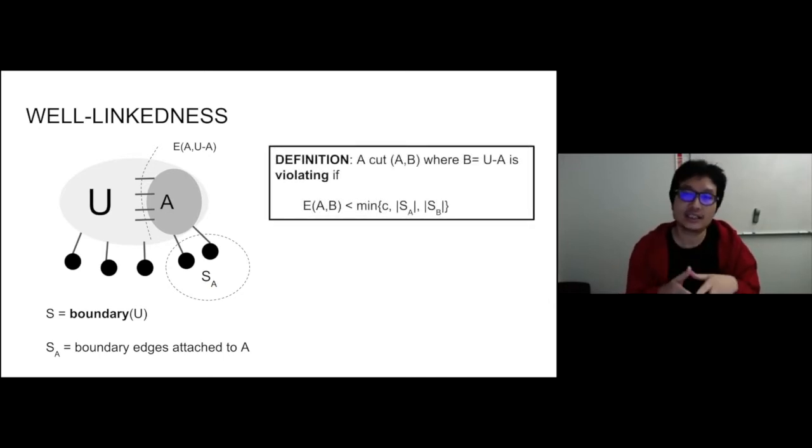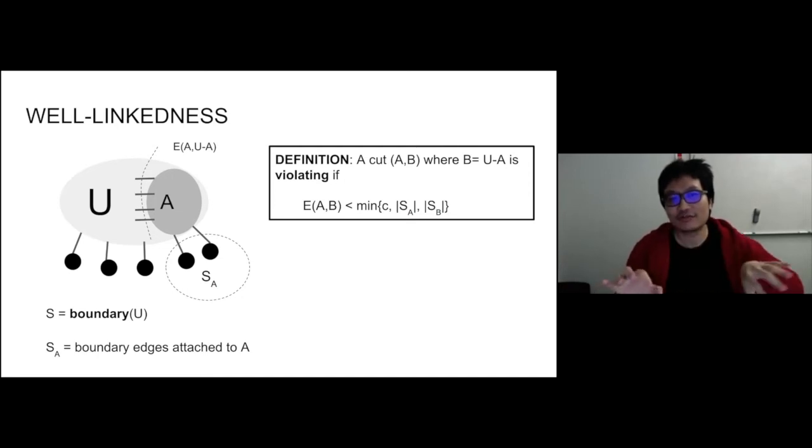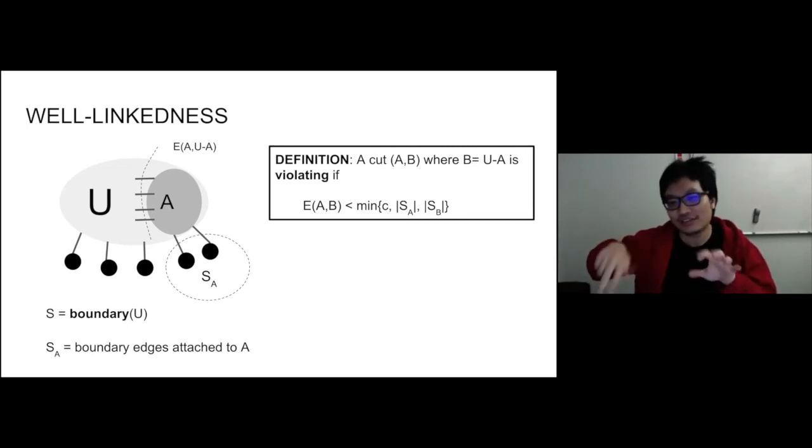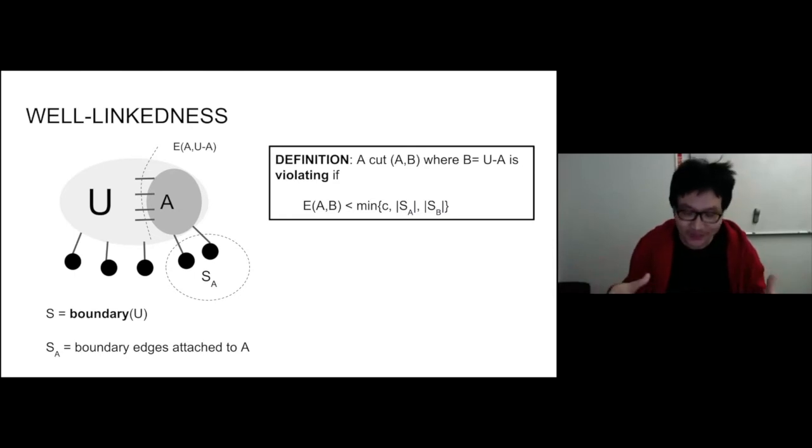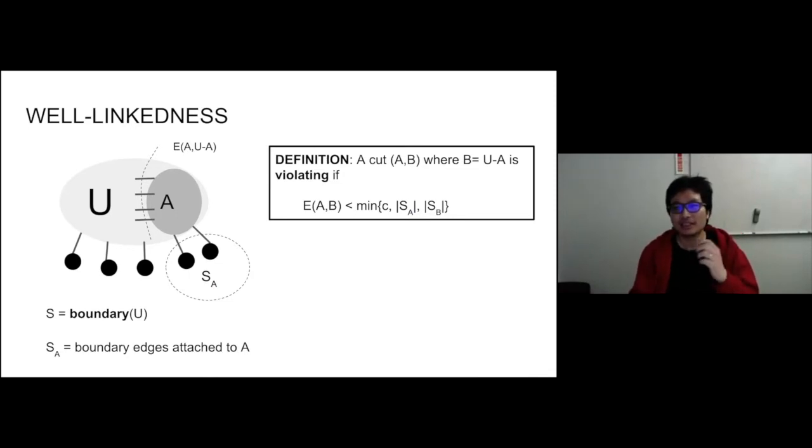Now I'm going to define what it means for this U to be well linked. I say that a cut (A, U minus A) of U is violating if the number of edges that cross from A to U minus A is less than the terminals that are attached to it, thresholded by C. If you forget this C, I say that the cut is violating if the cut size is smaller than the size of the terminals that hang out. If this is the first time you see this definition, it may sound a bit counterintuitive, but I will try to make it clear later what it means. Okay, so this is what it means to be a violating cut.